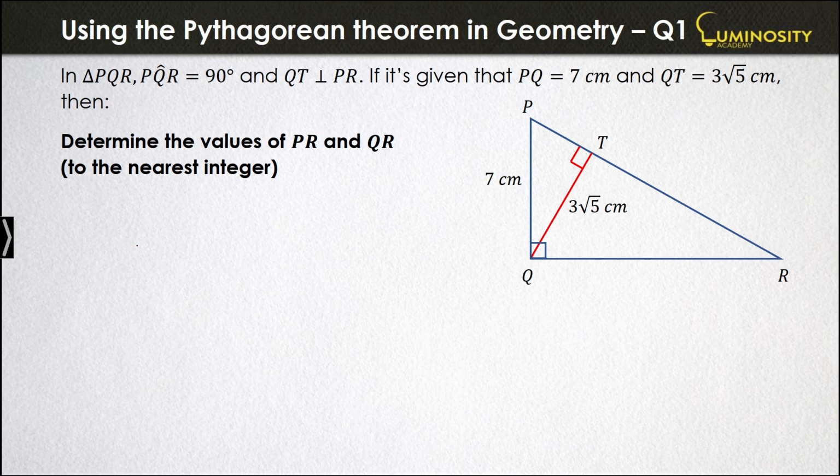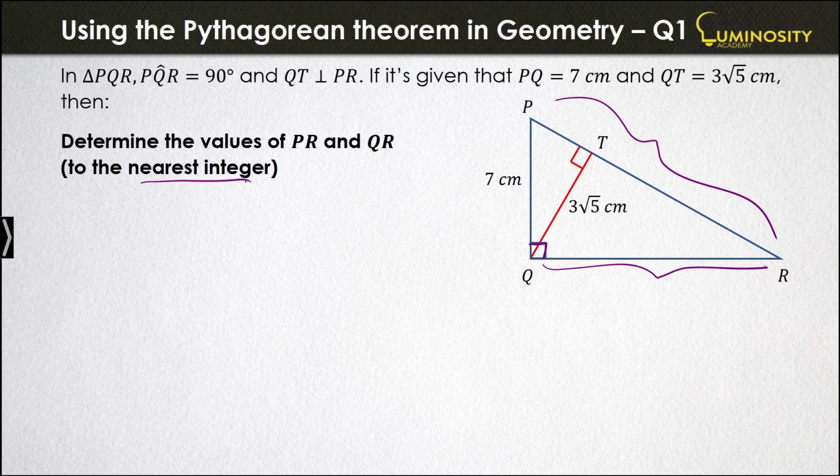So we're given triangle PQR, and we're told that angle Q in that triangle is a 90-degree angle. And we're also given the line QT is perpendicular to the line PR as follows. If we're given that PQ is 7 centimeters and QT is 3 root 5 centimeters, then determine the values of PR, which is this long hypotenuse length of the blue triangle, and QR, which is the adjacent side of that blue triangle, to the nearest integer.